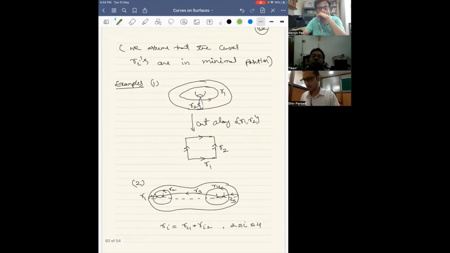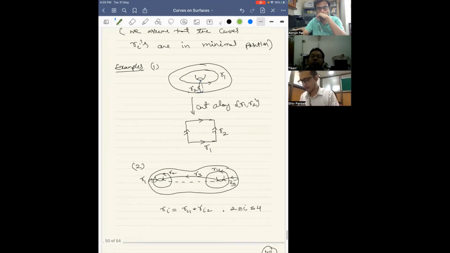For example, in the torus, if I take this collection gamma 1, gamma 2, both are pairwise non-homotopic, and if I cut the torus along gamma 1 and gamma 2, you get a disk. So this is a filling, or you say this fills the torus. Okay. So here is another example.